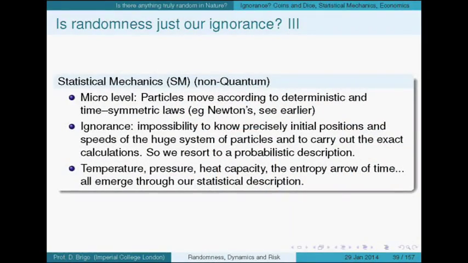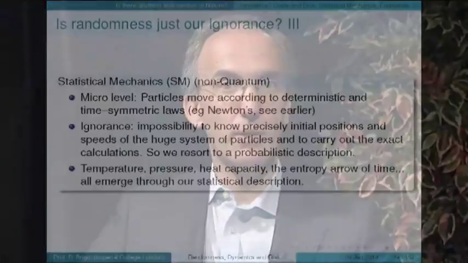But the statistical description is a tool to describe your ignorance, not really a fundamental effect due to a fundamental randomness in the system. And again, I'm not talking about quantum theory here. It's classical statistical mechanics. So we know that temperature, pressure, heat capacity, and the entropy arrow of time, all these aspects of systems come out of the statistical description, but they don't have a fundamental explanation in terms of fundamental laws of nature. So this is an important problem for physics as well.